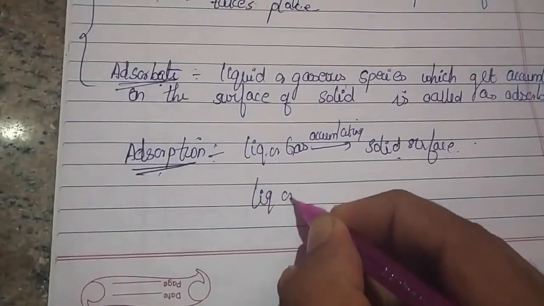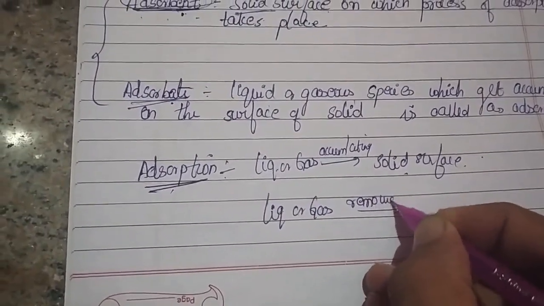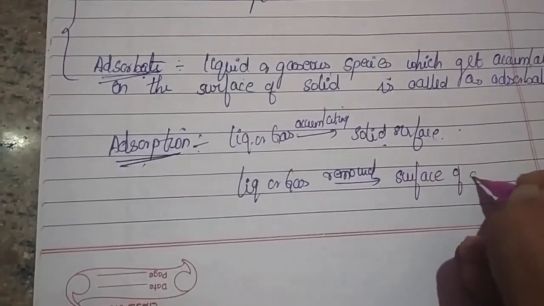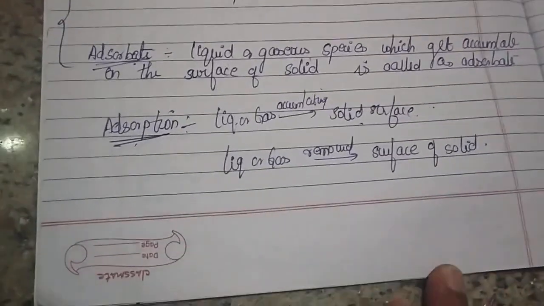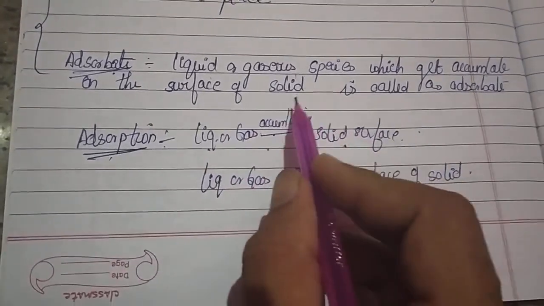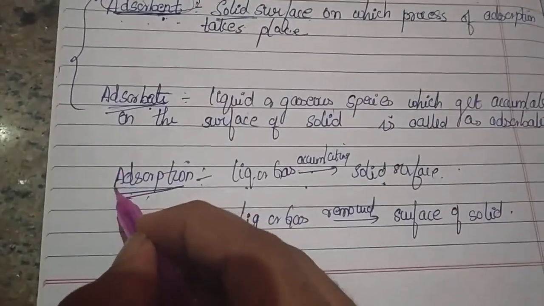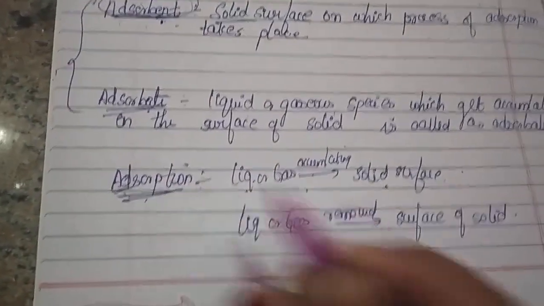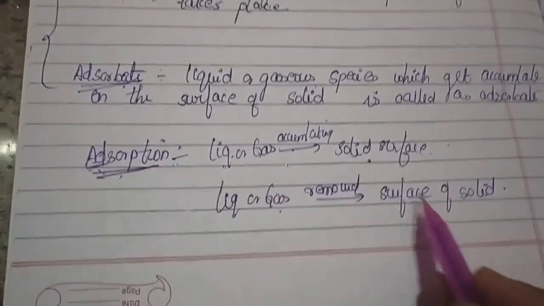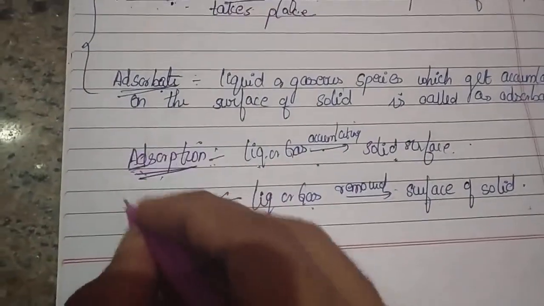Reverse means, when this is coming and accumulating we call it adsorption, right? The same liquid or gas is being removed from the surface of the solid. Here, when liquid or gas comes and sits on the solid surface, what do we call that process? Adsorption. Remember, AD, adsorption. In the similar scenario, if liquid or the gas is getting removed from the surface of the solid, do remember it is called as what?